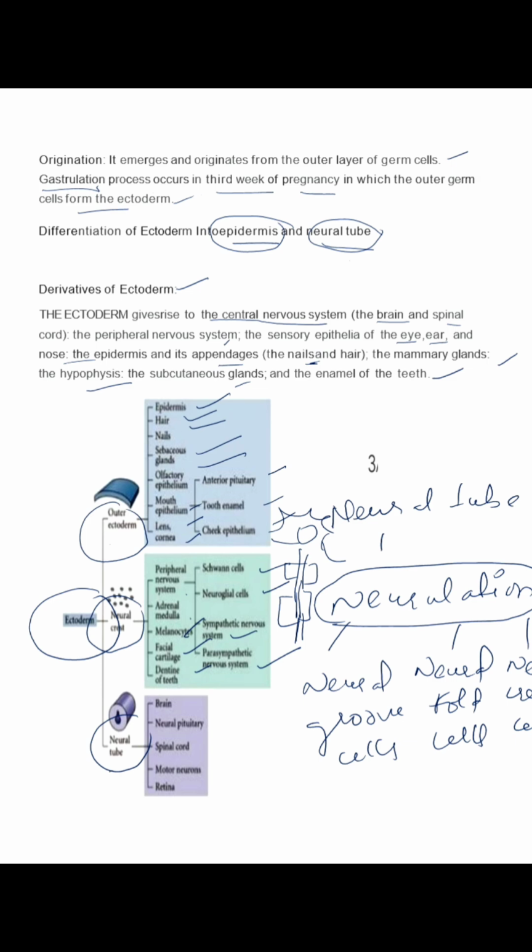Then we see the neural tube. The neural tube cells are forming the brain, the neural pituitary, the spinal cord, the motor neurons, and the retina. Retina is nothing but the eye. Here it is forming the retina, and here it is forming the lens cornea. Now, the brain and the spinal cord together are called the central nervous system. So mainly the neural tube is involved in the formation of the central nervous system.